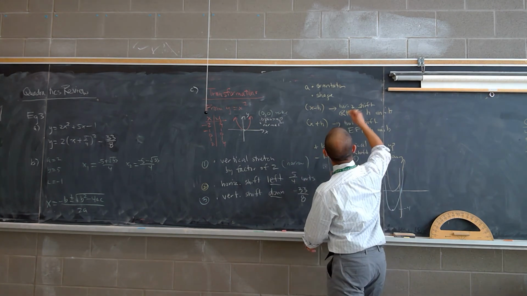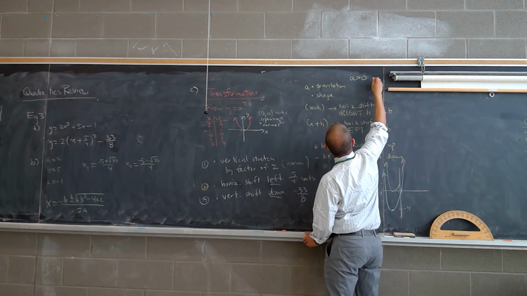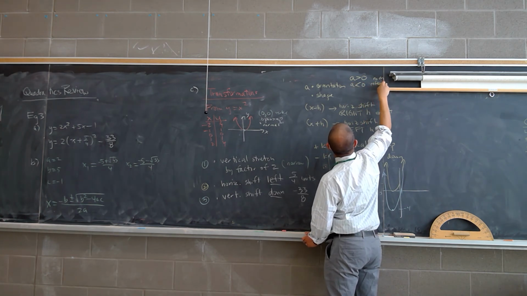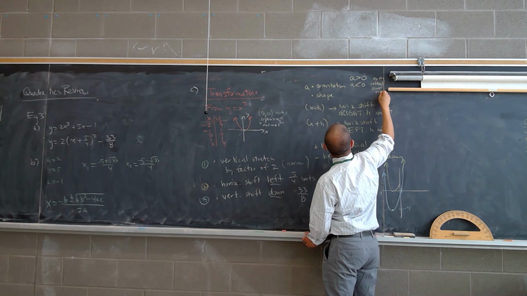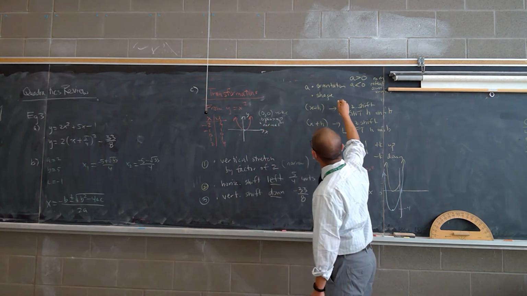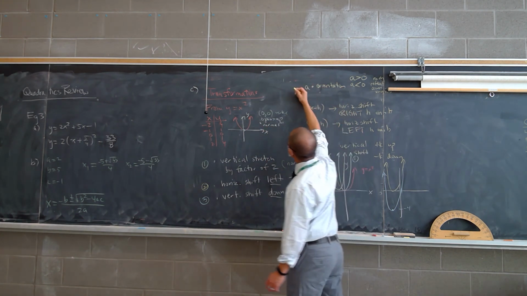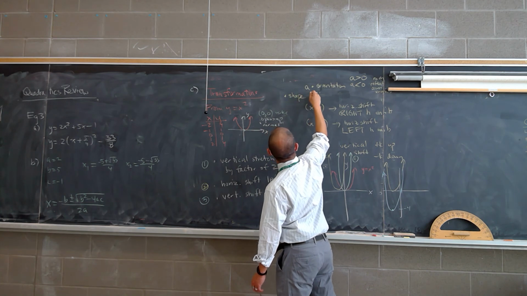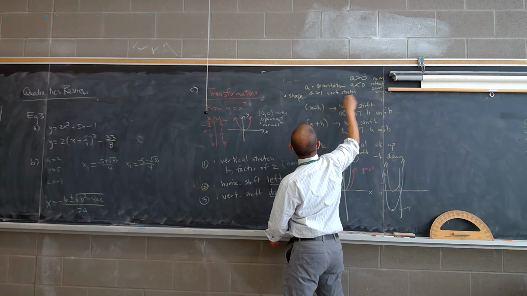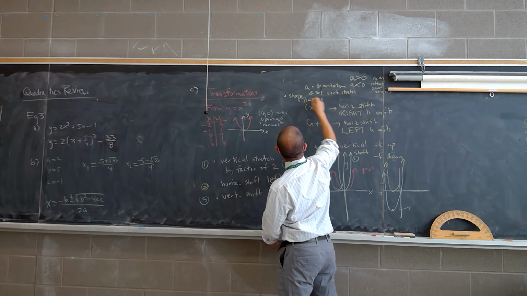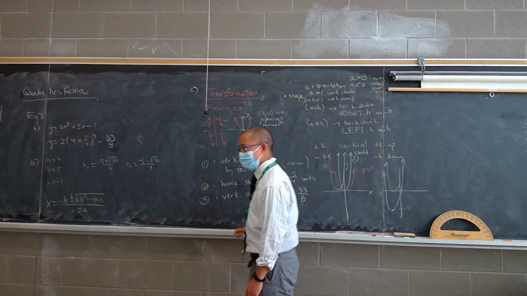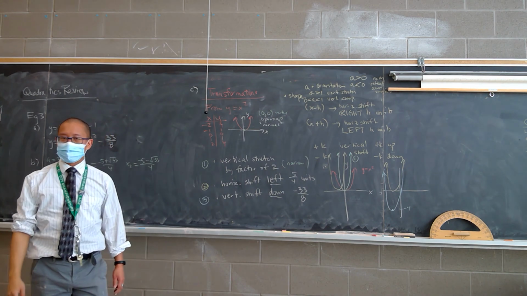So one more time, orientation. When A is greater than 0, no change. When A is less than 0, a reflection across the x-axis. Some of you already know that as opening down. And then shape. When A is, and I'm running out of room, so for some reason. When A is greater than 1, it's a vertical stretch. When A is in between 0 and 1, it's a vertical compression. Hopefully you guys remember that.